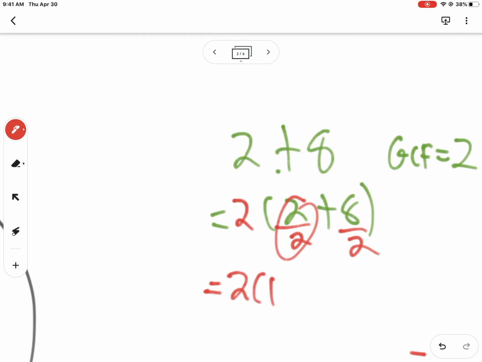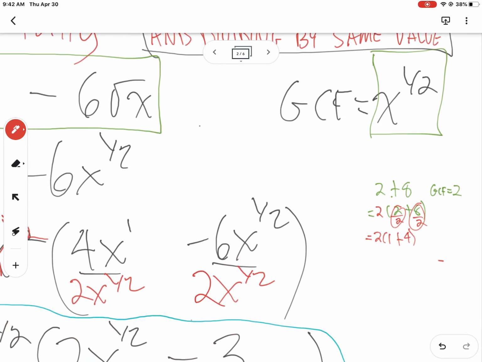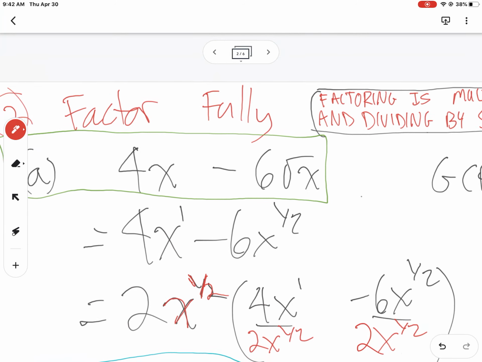2 divided by 2 is 1. 8 divided by 2 is 4. Okay, so that's your process of factoring. All right, so multiplying and dividing by the same thing. So in fact, you're multiplying by 1. You're not changing anything.